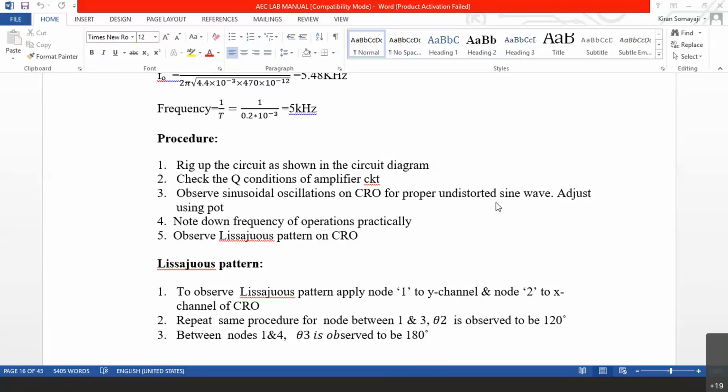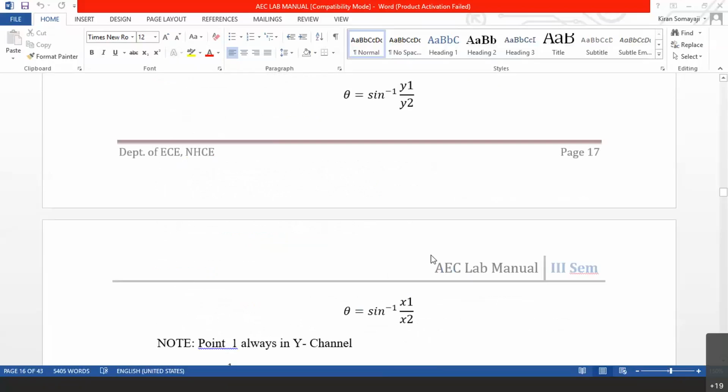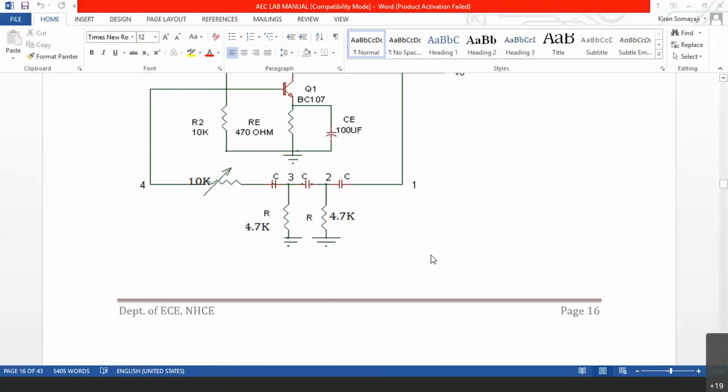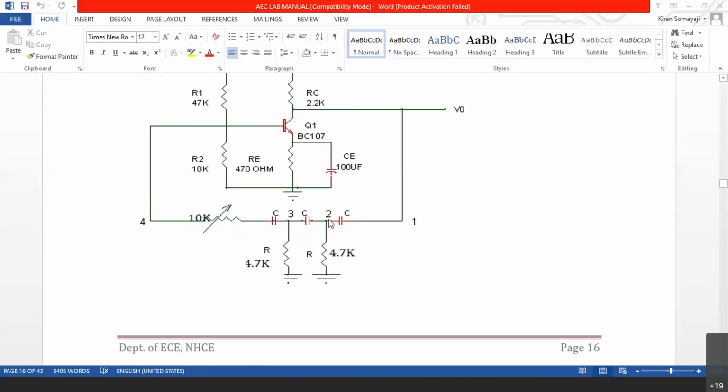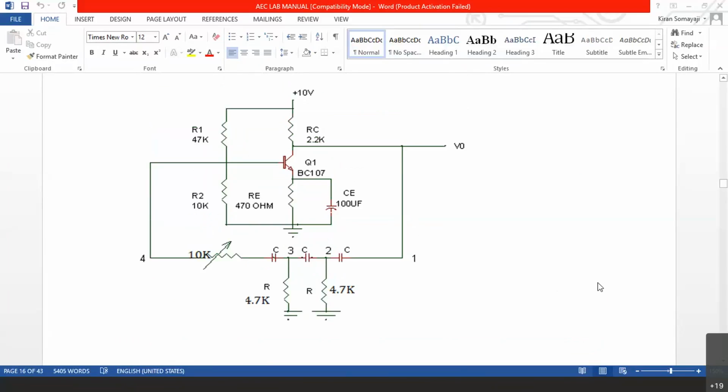But for measuring the phase shift, what we do is, we put the CRO into XY mode, where we connect node 1 to Y channel, node 2 to X channel. You can see this node 1. This node 1 is connected to Y channel, node 2 is connected to X channel. When we physically conduct the experiment, that time we will tell you how to actually do it. Now, for the sake of this online lab class, I am discussing these things in detail. Otherwise, when we start the offline lab classes, at that time you can physically do all these things.